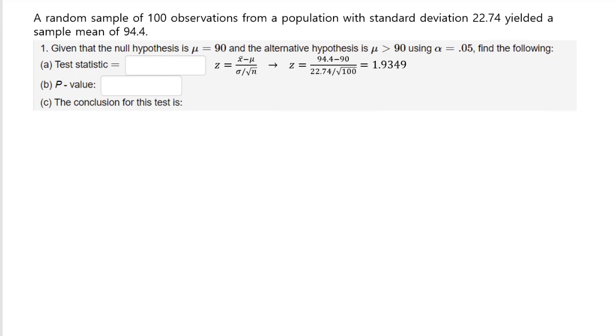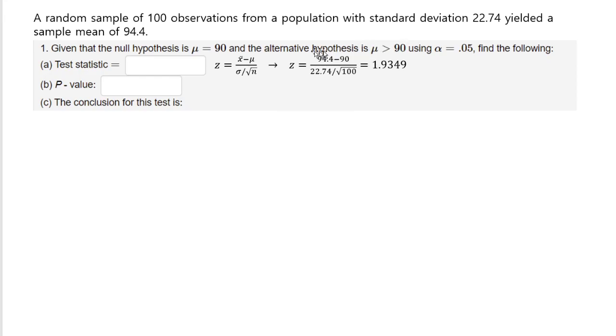This question is about one-tailed test versus two-tailed test. Say you have a sample of 100 observations, so n equals 100. The sample size is 100, and you get the standard deviation and the sample mean. And the first question has null hypothesis mu equals 90 and alternate hypothesis mu greater than 90.